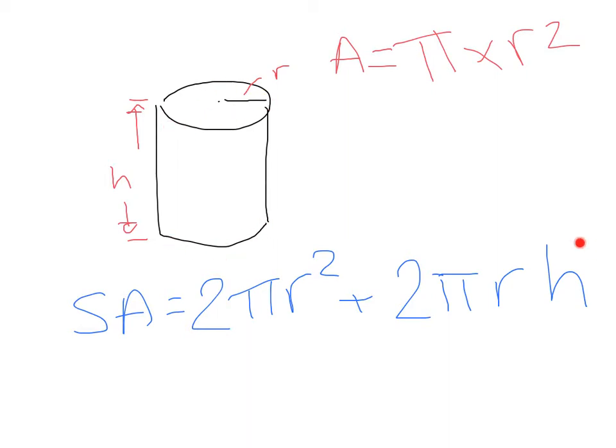The second part of this formula, right over here, comes from calculating the curved part, the curved surface area. The formula for curved surface area is 2 pi r h, radius and height, and that's where that comes from. So what I want you to do is copy down the formula as well as understand where the formula comes from.